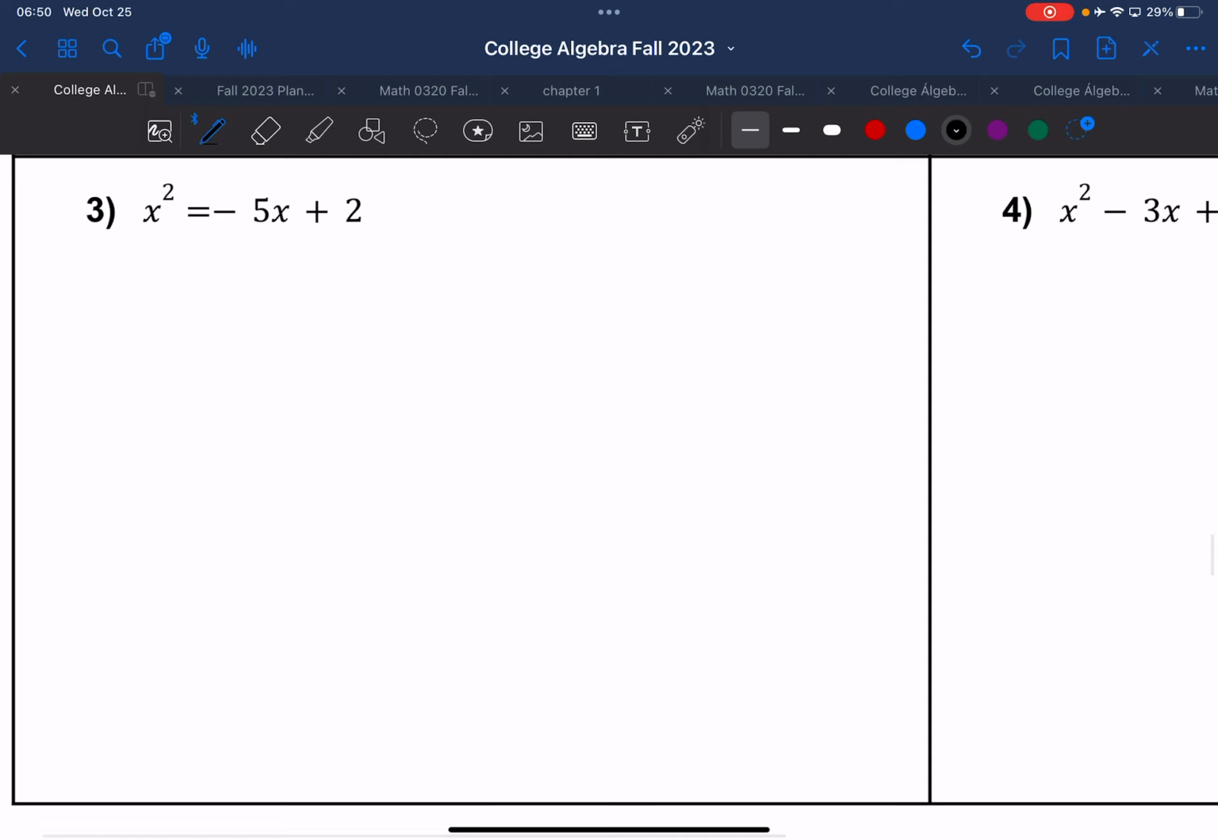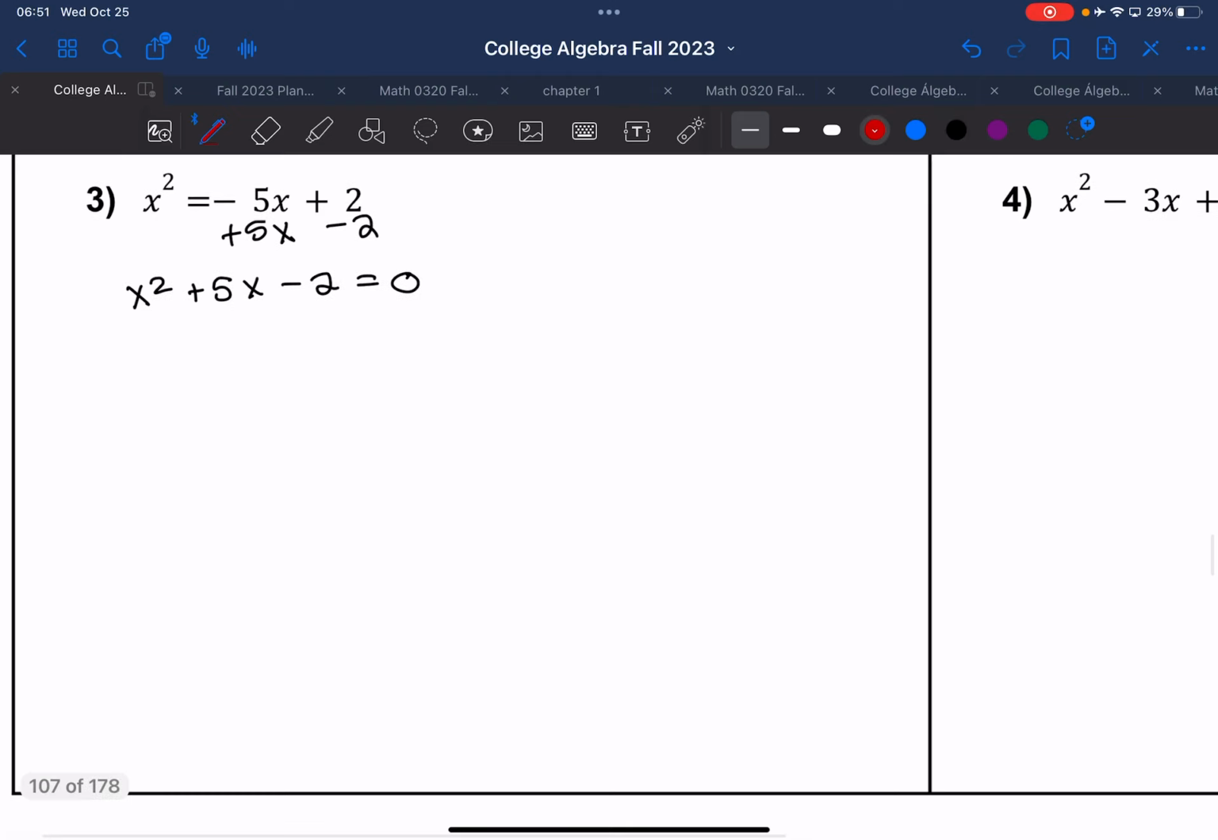Okay, looking at number 3, is this in standard form? No. What do we need to do to make it standard form? Good, so we could subtract x squared over, so it's equal to 0. But I want to leave my x squared positive, so what can I do instead? Good. Add the 5x and subtract the 2. So that means I have x squared plus 5x minus 2 equals 0. So I just took these terms over here and moved them to the left.